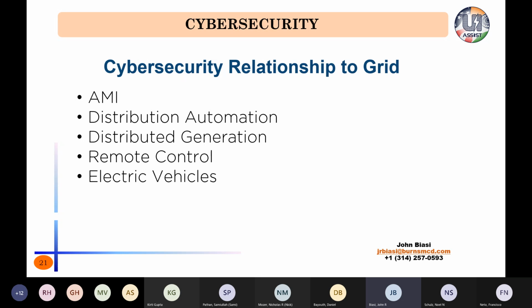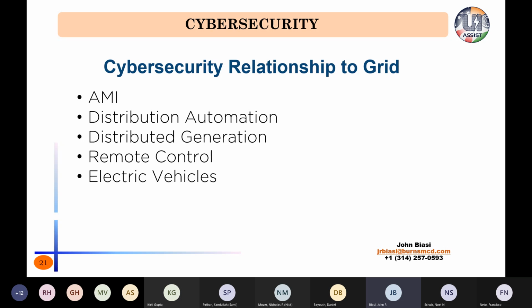Other things like distribution automation. Similarly, you're looking at moving your connections between different substations, allowing for something to be switched from one substation to another. These types of things all have benefits to the utility, but they also have some real concerns in terms of how they can be misused.